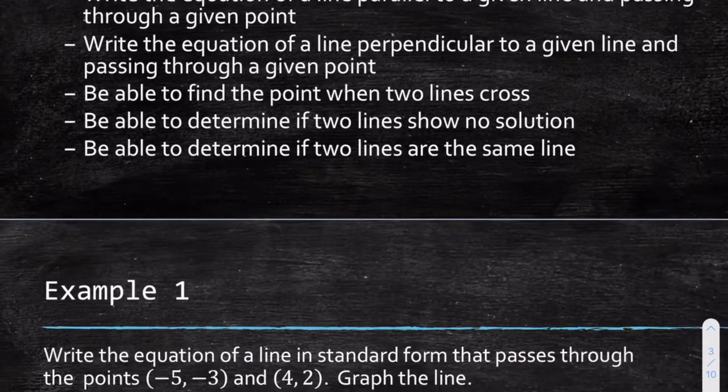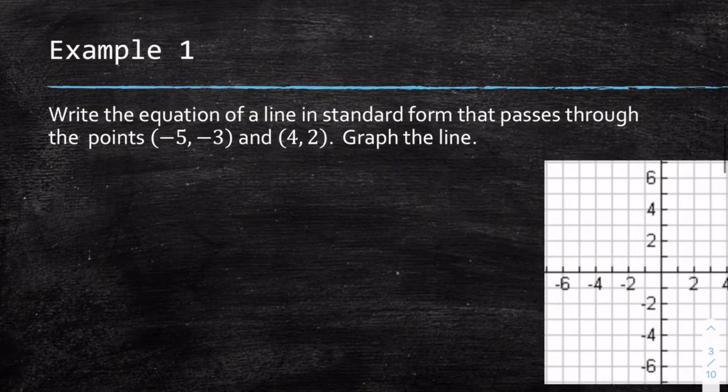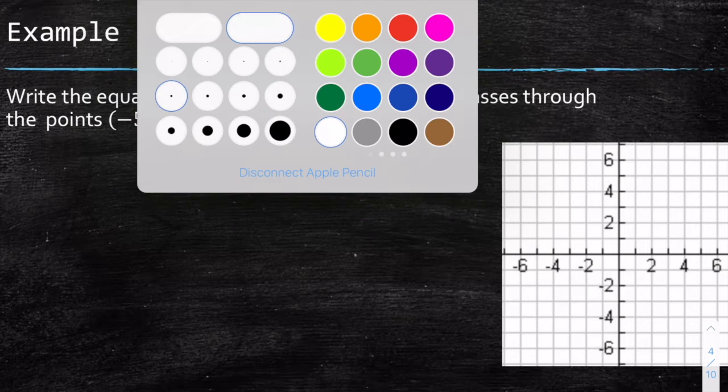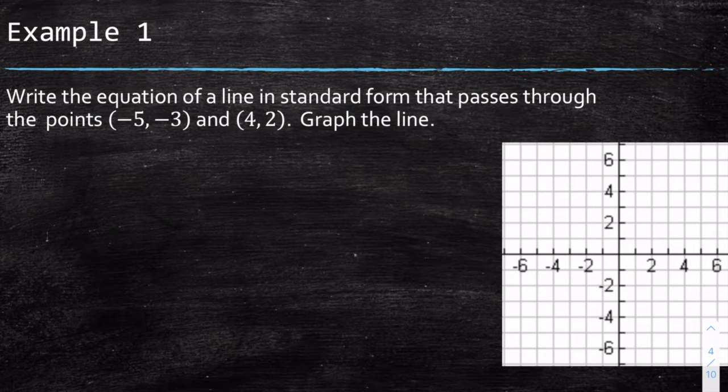So moving right along, let's go ahead and do some things with examples here. Here is writing the equation of a line in standard form. And notice what this is asking. It's asking for it in standard form that passes through the points (-5, -3) and (4, 2), and then also graph this line. You have learned how to do this using the slope-intercept form, so we're going to use it to solve this problem, and after we're done, we'll translate it to standard form.